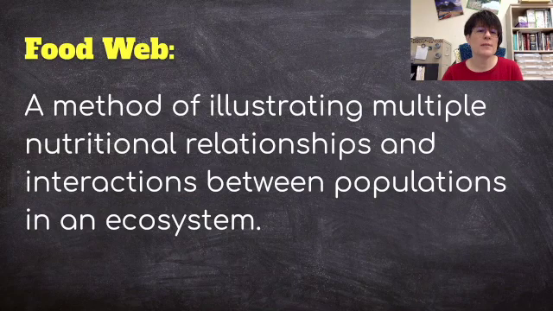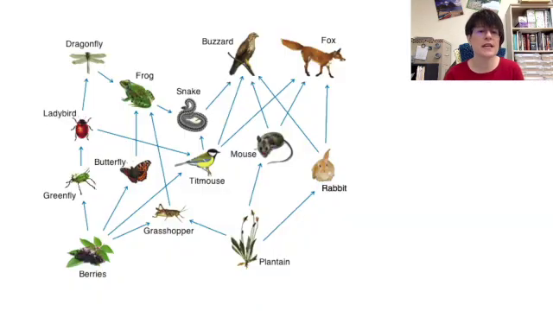Now, a food web is a method of illustrating multiple nutritional relationships and interactions between populations in an ecosystem. This is an example of a food web. Basically, it's all the food chains shown in an area. And the reason we make food webs is to realize that there are multiple things that eat berries. Usually a food chain is just the berries are eaten by the green fly, by the ladybug, by the dragonfly, by the frog, by the snake, by the buzzard.